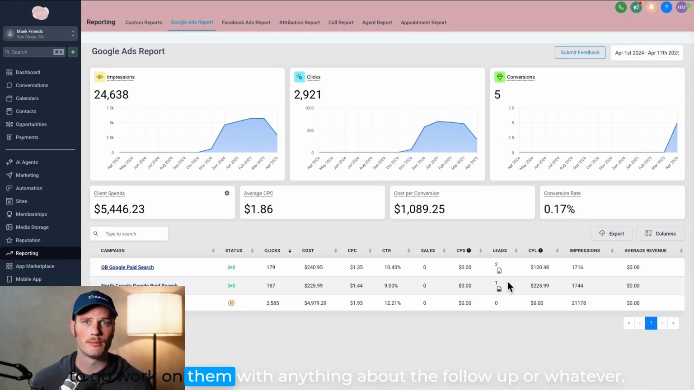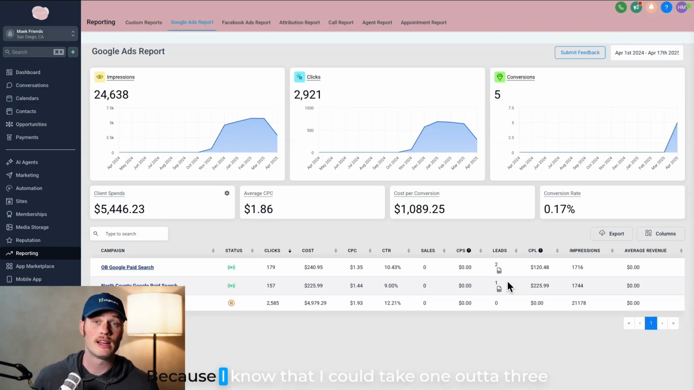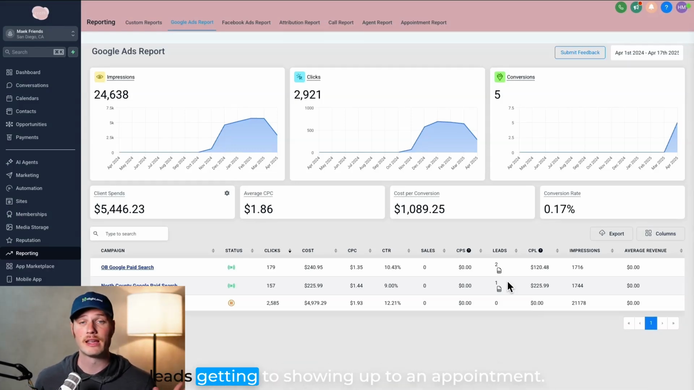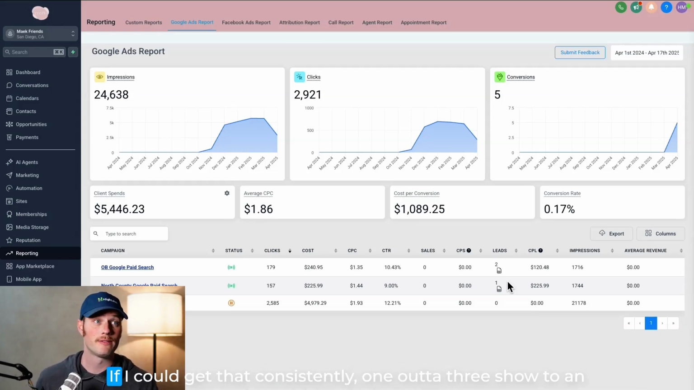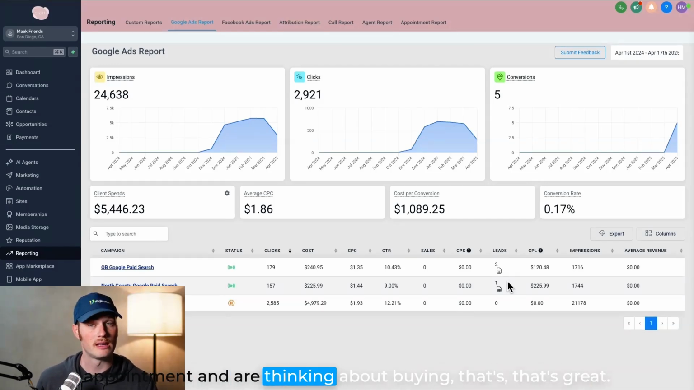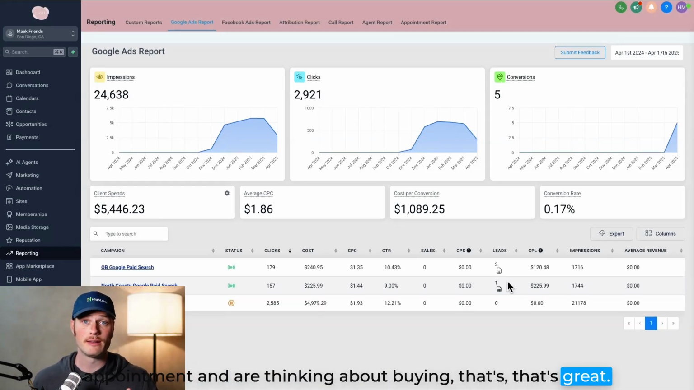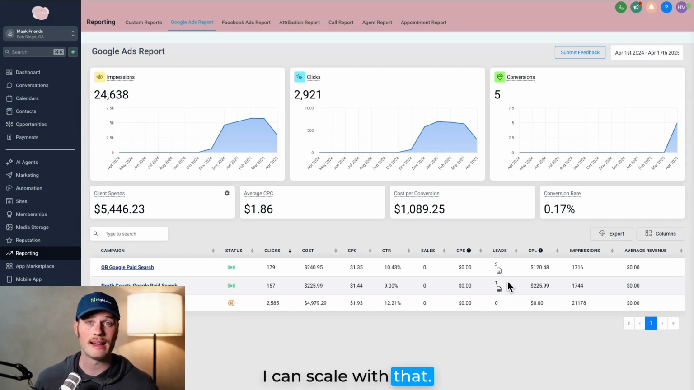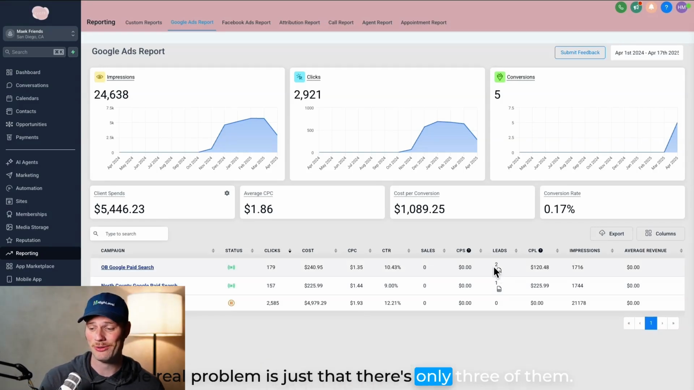I don't need to go work on them with anything about the follow-up or whatever, because I know that I could take 1 out of 3 leads getting to showing up to an appointment. If I could get that consistently, 1 out of 3 show to an appointment and are thinking about buying, that's great. I can do that. I can scale with that. The real problem is just that there's only 3 of them.